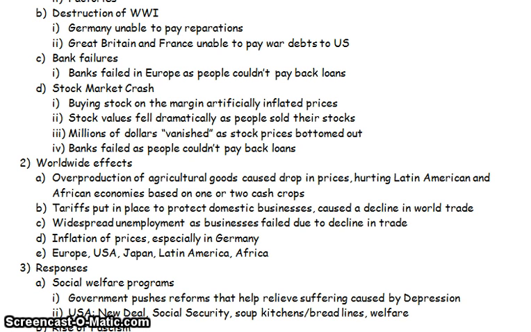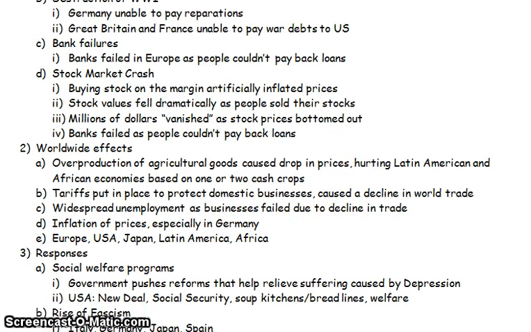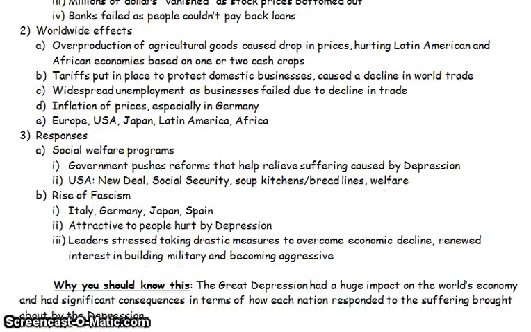So millions of dollars are going to vanish as stock prices start bottoming out and banks fail and people can't pay back their loans. And so you're going to get this downward spiral of the economy. Worldwide effects. The overproduction of agricultural goods has caused prices to drop. It hurts Latin America. It hurts Africa. These are two areas that were growing a lot of agricultural goods. Remember, bananas in Africa. And Latin America has all those big, huge plantations, and they're producing a lot of the agricultural goods that Europe and the United States needed.